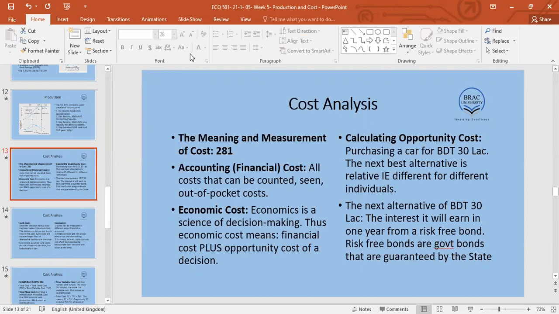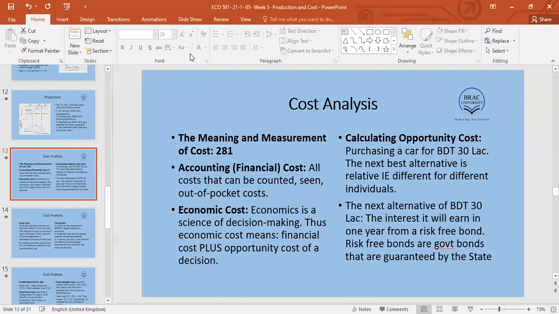So what economics does, economics calculates these accounting costs, the explicit costs, and it also calculates the opportunity cost of investments, spending money. Why? Because whenever we make a decision, there's an opportunity cost involved in it. So economics is a science of decision making. Thus, economic cost means financial cost plus opportunity cost of a decision.